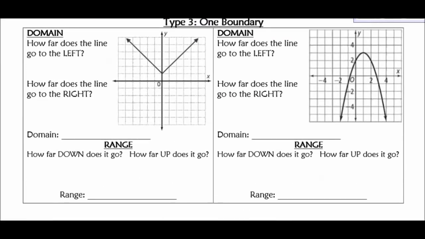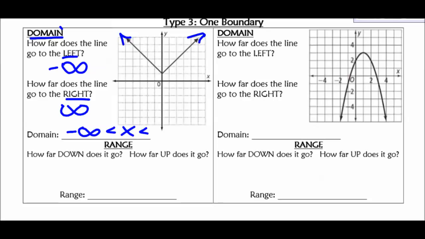The next two are going to be talking about curved lines or lines with a boundary. So we're talking about how far to the left or right does this go for our domain. We're talking about how far to the left does it go. Well, that's going to go off forever in that direction, forever in that direction. So it's going from negative infinity to positive infinity. And I'm going to write this one with an inequality. Negative infinity is less than x, and x is less than positive infinity. Again, if you want to write set builder notation, that's the same exact thing. Feel free to do that.